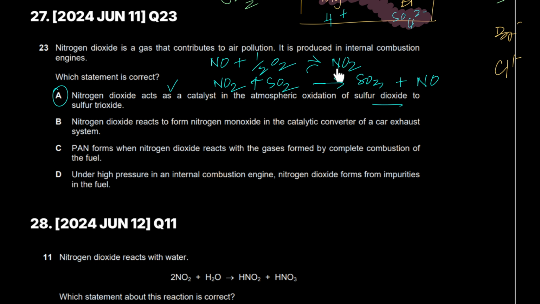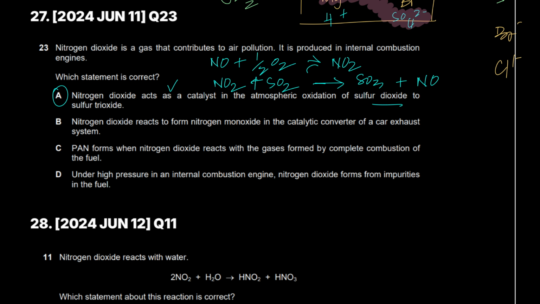No, NO2 is being made because as soon as this NO2 is being used up right here with the SO2, more NO2 forms because it's a reversible reaction. So more NO2 forms, the equilibrium shifts to the right, makes more of it. So as soon as it is used up, more of it is formed. So NO2 and NO both are my catalysts. We need to understand that in the atmospheric oxidation of sulfur dioxide to sulfur trioxide, after which acid rain happens, right?